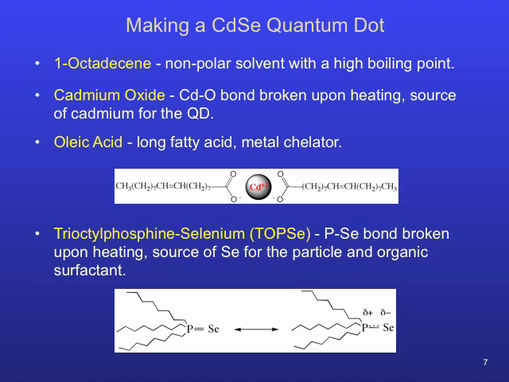Trioctylphosphine selenium, or TOPSe, serves a twofold purpose: adding selenium, which is required for the core of the quantum dot, and providing trioctylphosphine, which is needed to form the stabilizing outer layer. Reaction time is the parameter which is manipulated to affect the size of the quantum dot. Aliquots of the reaction mixture are systematically removed at set time intervals, which effectively quenches the reaction in an attempt to control quantum dot size.